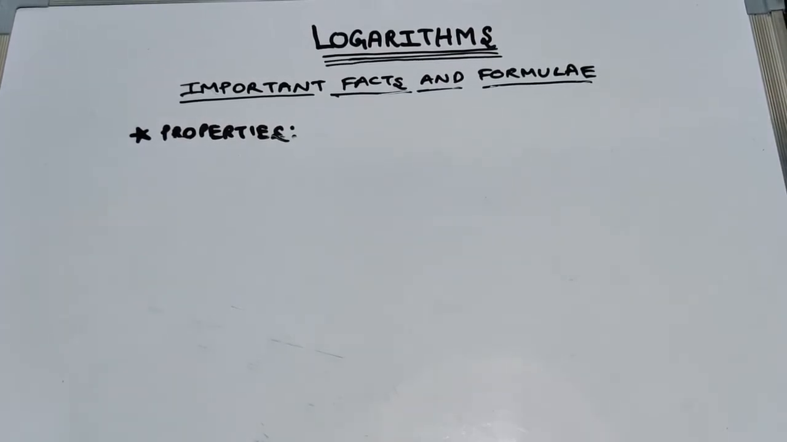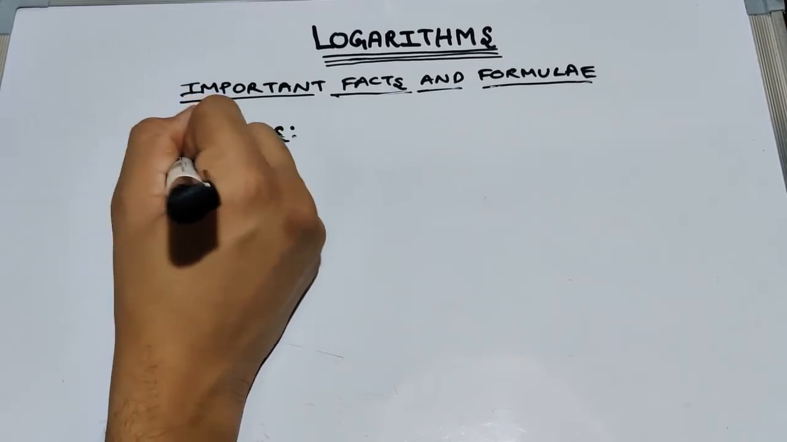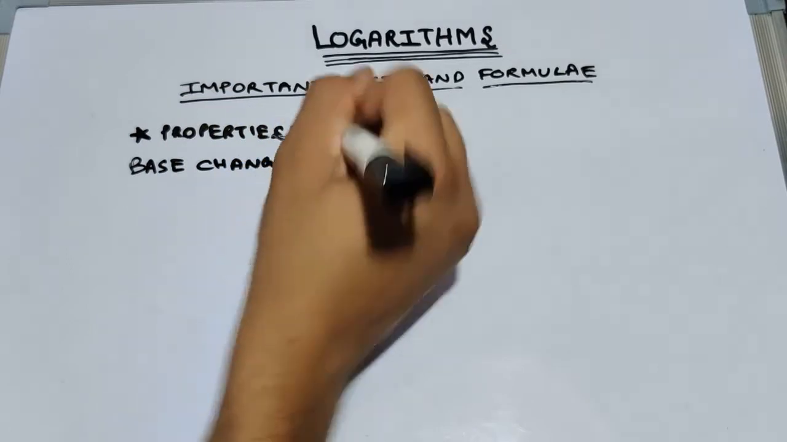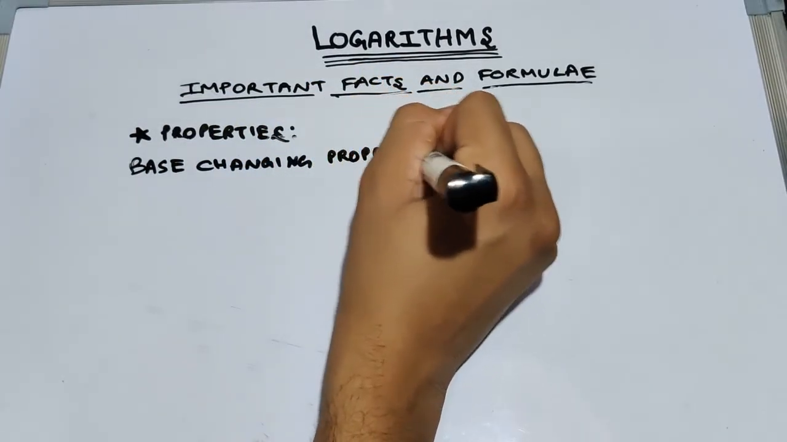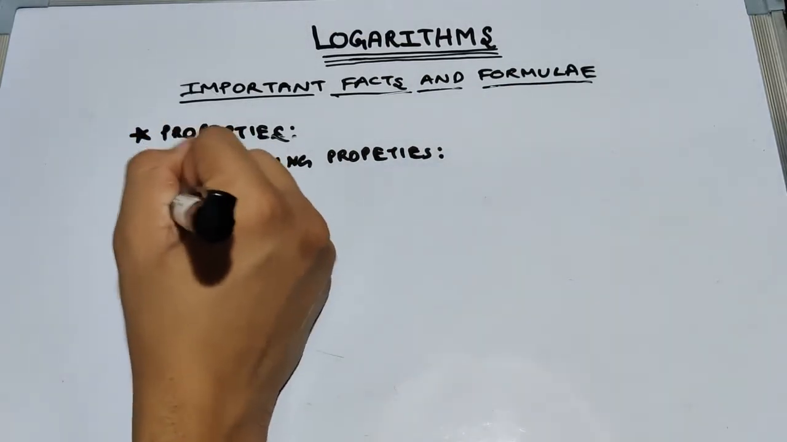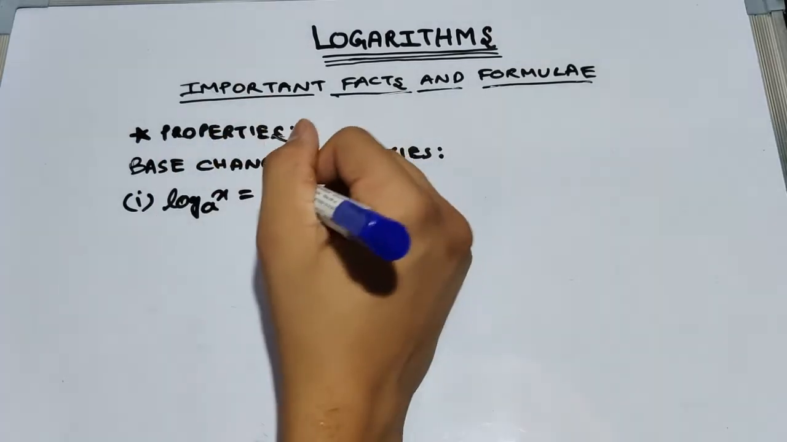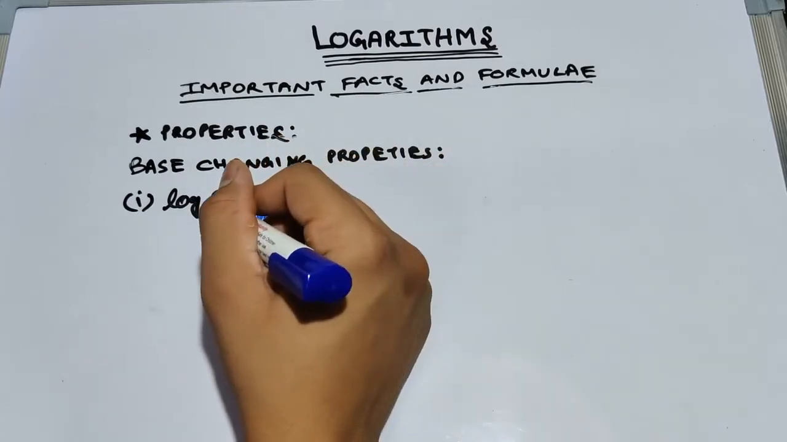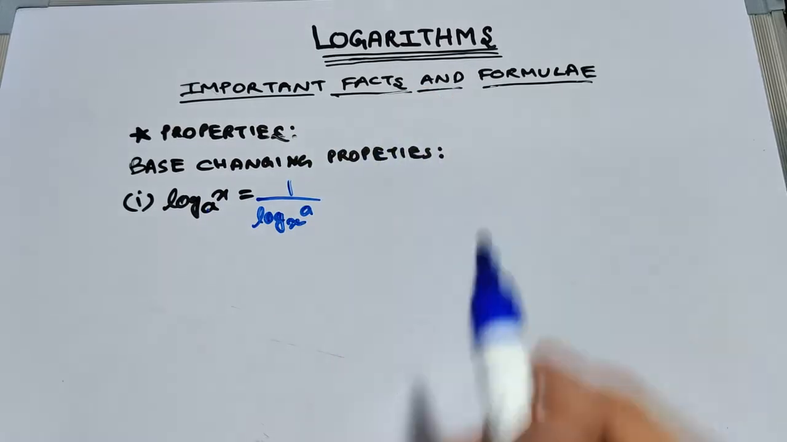Now let us look at a new property called base changing properties. There are two base changing properties. The first one is log x to the base a can be written as 1 upon log a to the base x. Simply here we can see that here the base is a and here the base is x, so when we reciprocate it, the base will change.